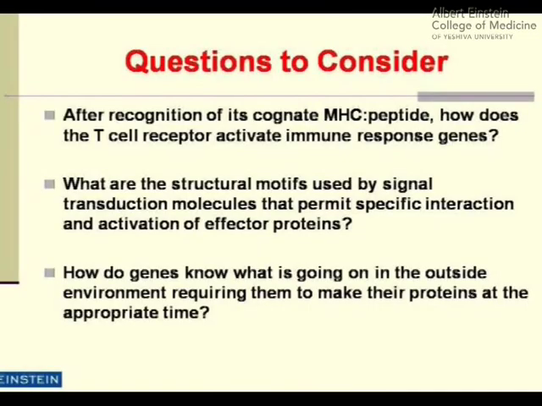So the questions to consider are basically, after recognition of its cognate MHC peptide, how does the T cell receptor activate immune response genes? The T cell has to turn on genes within the T cell in order to have its effector functions. How does that process occur? What's involved in that process? What are the structural motifs that are used by signal transduction molecules that allow specific interaction and activation of effector proteins? And this is the most important question.